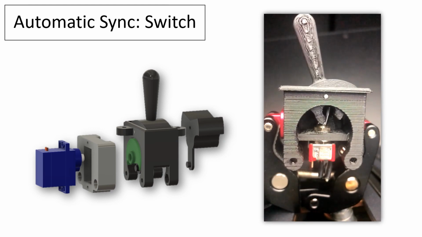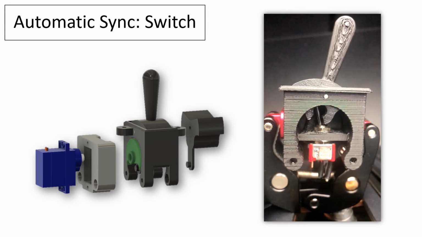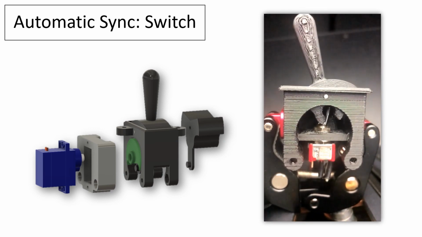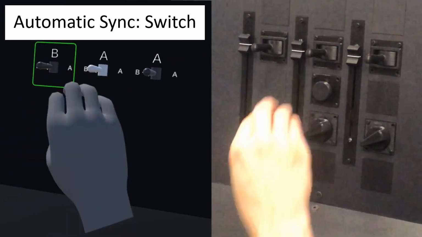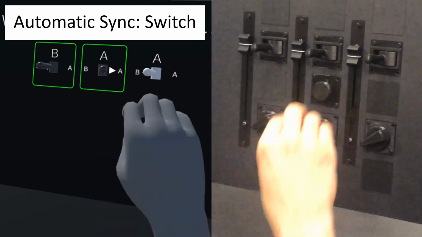For switches, electromechanical actuated toggle switches proved to be extremely rare or expensive, so we developed a custom 3D printed servo actuated toggle switch. The outer casing operates an internal toggle switch, enabling us to measure the current state. The servo then enables us to automatically synchronize the physical and virtual switch states.